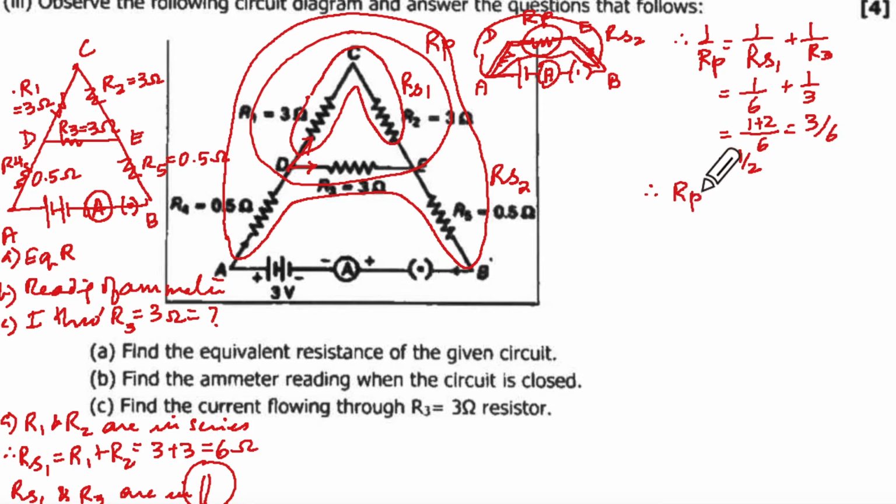Therefore, RP is 2. Don't write equal to 2 for 1 by RP. The moment you write that, your teacher will give you 0. Because half a lakh is not equal to 2 lakh. If you have to give somebody half a lakh, would you give 2 lakhs instead? No, no. So remember that. So RP is 2. Now this RP and this, which one? R4. So you'll say RP, R4 and R5 are in series.